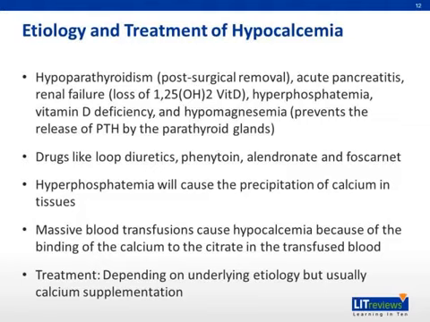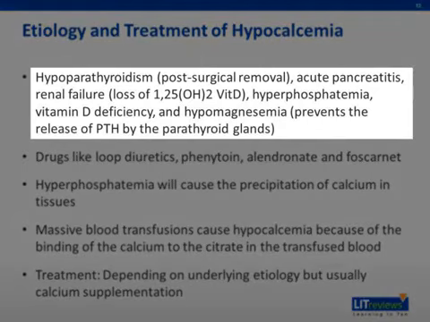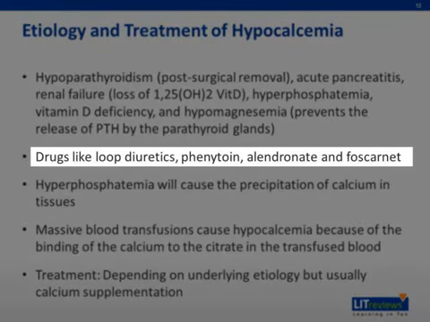Etiology and treatment of hypocalcemia. Hypocalcemia is most commonly caused by hypoparathyroidism, acute pancreatitis, and renal failure. In renal failure, hypocalcemia develops as a result of a decrease of 1,25-hydroxy-vitamin D production. Hyperphosphatemia might also cause hypocalcemia, as well as vitamin D deficiency and hypomagnesemia, which prevents the release of PTH by the parathyroid glands. Some drugs, like loop diuretics, phenytoin, alendronate, and foscarnet, will also lower calcium levels in blood.